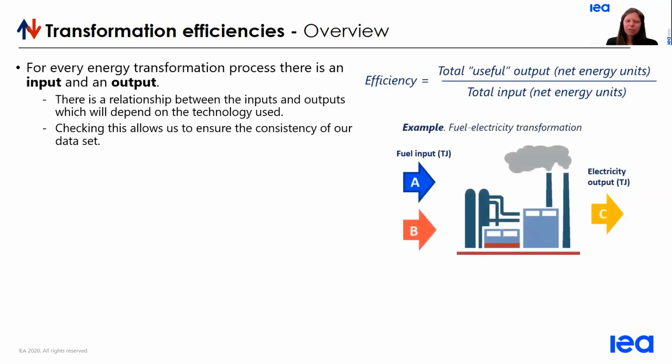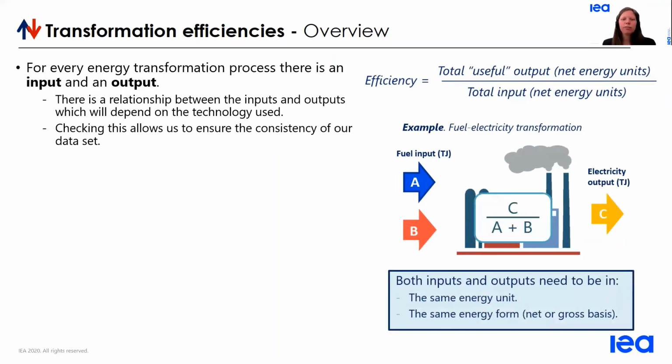For example, if we have a transformation process of fuel to electricity with the inputs A and B both in terajoule and the output C in terajoule, the efficiency will be calculated as C over A plus B, whereby, important to note, it should be the same energy unit and the same energy form, so net or gross.